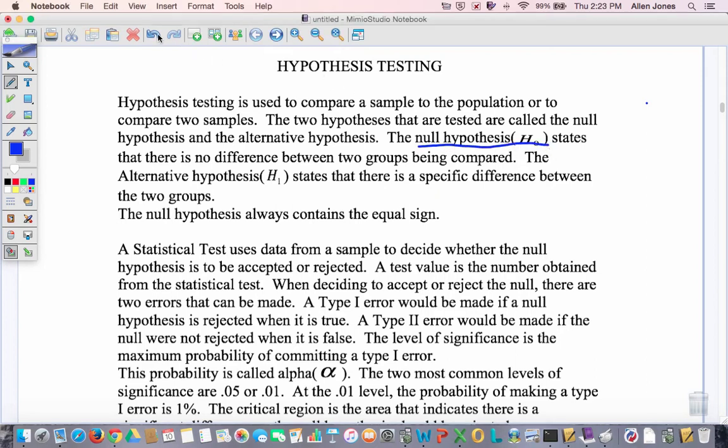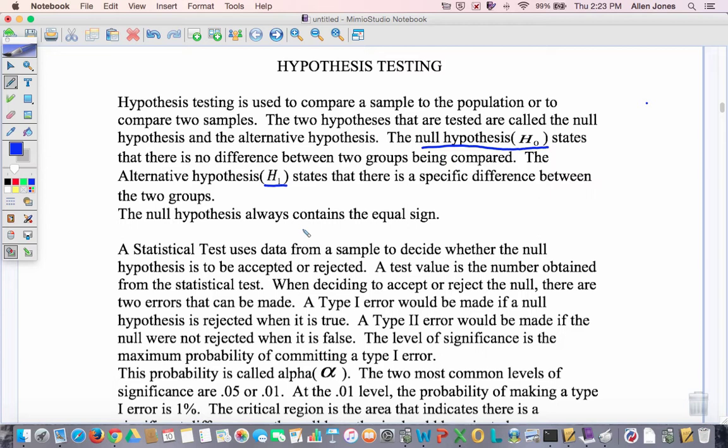H sub 0 is how it's read. That's our null hypothesis symbol. That null hypothesis states there's no difference between the two groups that are being compared. So for example, if I want to compare the average ACT score for our stats class with the average ACT score for the entire population of Waukee High School, I would write a null hypothesis saying there's no difference between the stats class ACT score and the Waukee High School ACT score. The alternative hypothesis then, H sub 1, would state that there is a difference between the two groups.